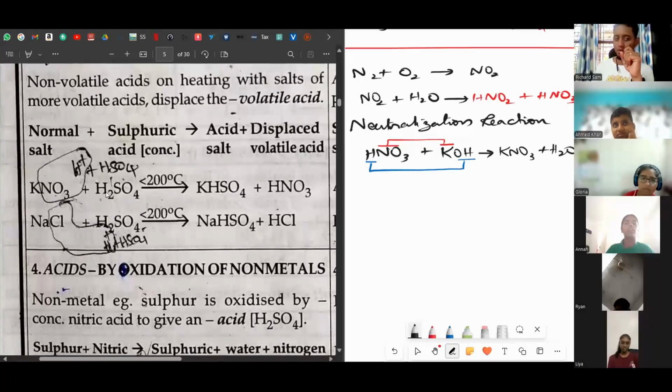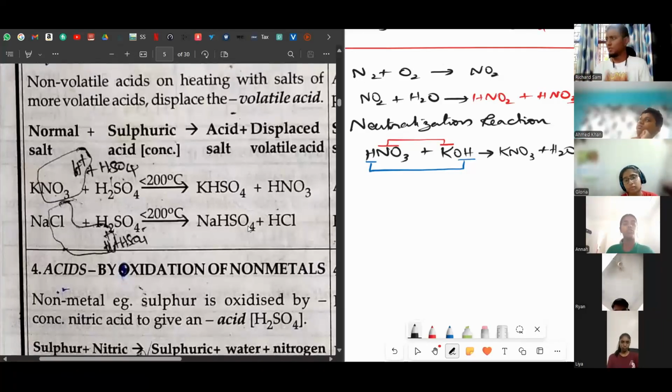From H2SO4, if both the hydrogens are replaced with 2 potassiums, then you'll get K2SO4. And here also, if 2 hydrogens are replaced with sodium, you'll get Na2SO4.